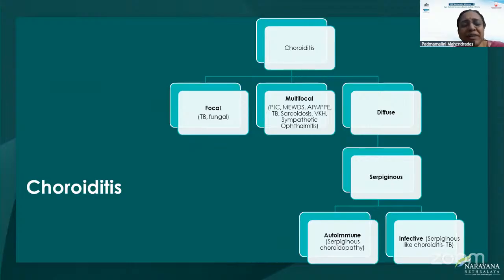Next, we'll move on to choroiditis. Choroiditis, again, could be focal, multifocal, or diffuse. Focal is usually seen in tuberculosis and fungal infection, whereas multifocal is seen in most of the white dot syndromes, that is PIC, MEWDS, AMPPE, sarcoidosis. TB can have a multifocal presentation, and panuveitic entities like VKH and sympathetic ophthalmia can also present with choroiditis. Diffuse could have a serpiginous pattern. It could be autoimmune-mediated serpiginous choroidopathy or infective causes presenting in the form of serpiginous-like choroiditis.